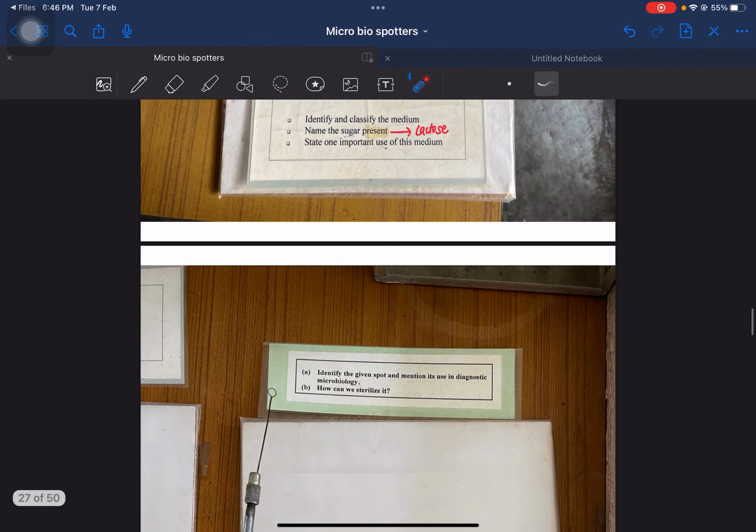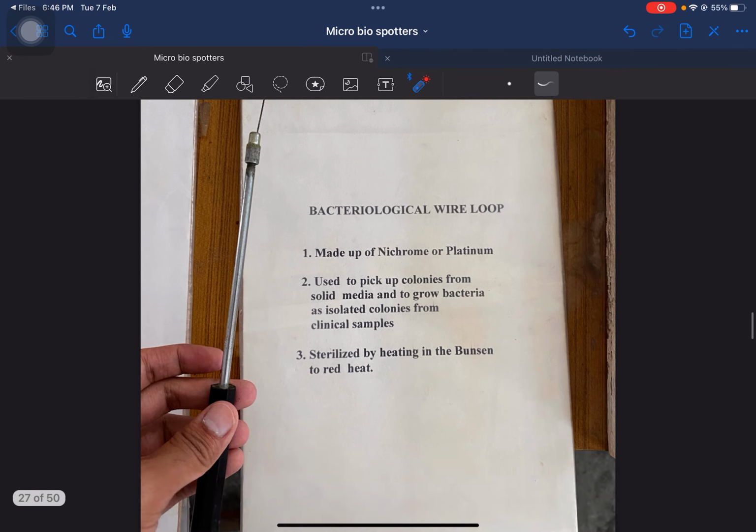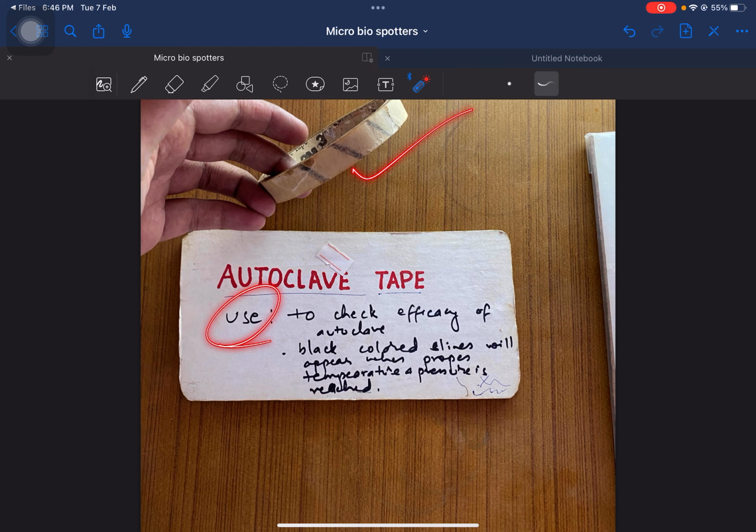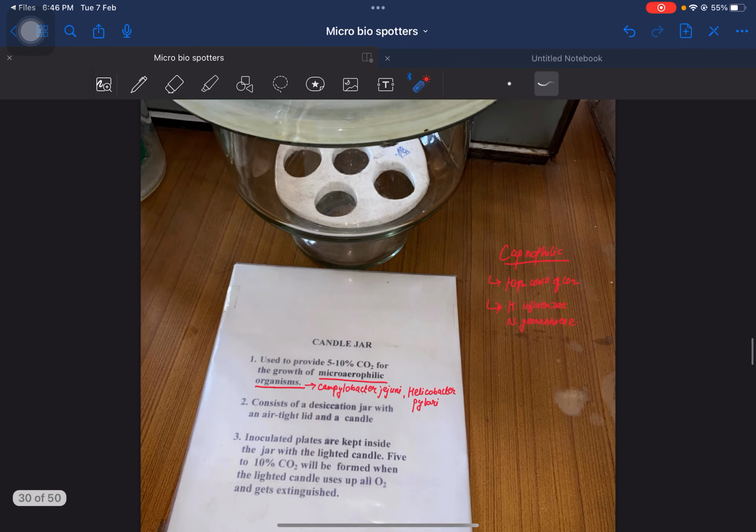This is MacConkey agar. Bacteriological wire loop again, Gram Candida. This autoclave tape, use. Candle jar.